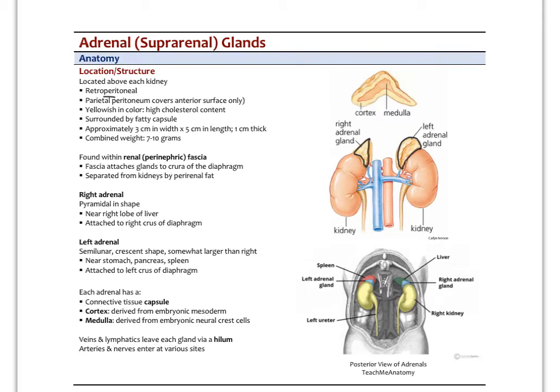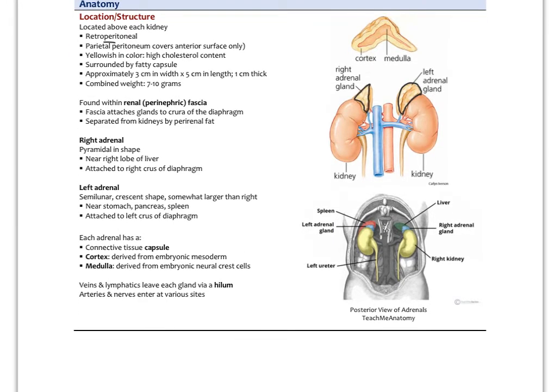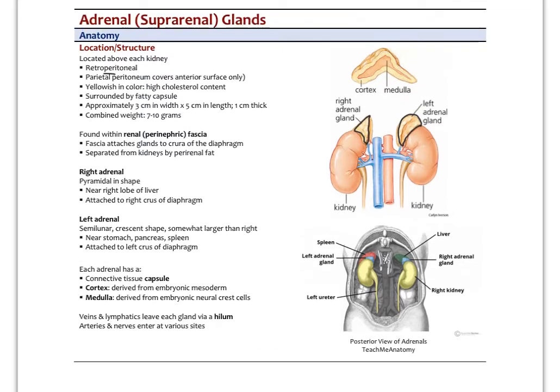Again, the right adrenal is more pyramidal in shape. It's near the right lobe of the liver, and it's attached to the right crus of the diaphragm. The left adrenal is more semilunar, crescent shaped, a little bit larger than the right, and it's near the stomach, the pancreas, and the spleen, and it's attached to the left crus of the diaphragm. Each adrenal has a connective tissue capsule around it, and then there's a cortex, the outer part of the adrenal, and this is what secretes the steroids.